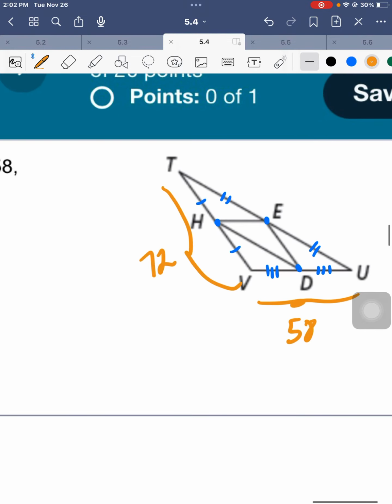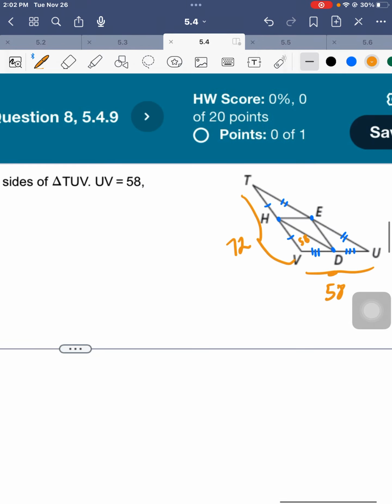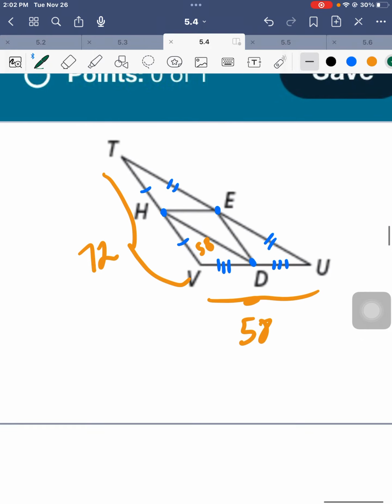And HD is 58. Okay, find HE. So what is HE?